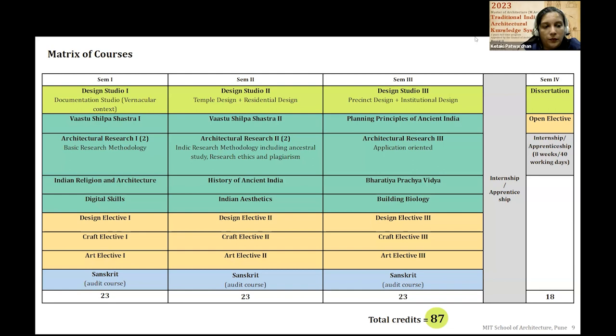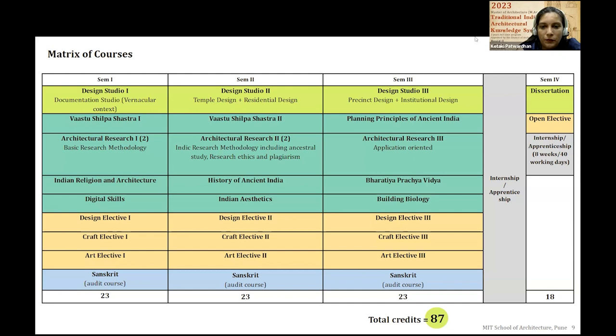The other part of the syllabus are the electives, which are completely flexible. Students are given opportunities to choose from a certain set of offered electives under the design, craft, and art streams. And we teach Sanskrit as an audit course. So we have people from our MIT School of Vedic Sciences. We have teachers coming from there. And they actually conduct Sanskrit classes where they prepare all of us to be able to read, to understand, and also to interpret what is there in the text. So we are proud to say that by the end of the first semester, our students are able to communicate in Sanskrit in a few sentences at least.